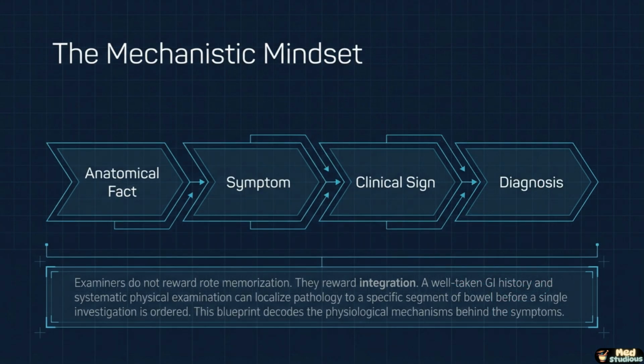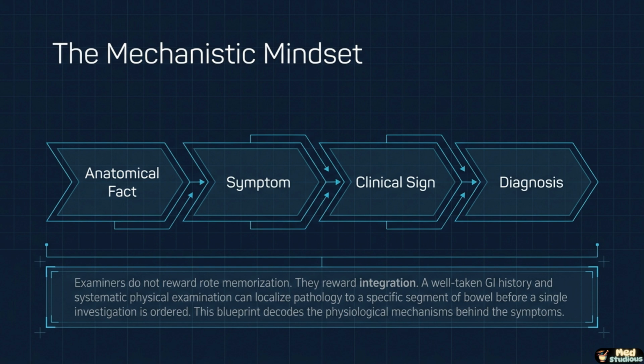Here's the single mental model that should sit behind every GI question you ever answer. Anatomical fact leads to symptom, symptom leads to clinical sign, and clinical sign leads to diagnosis. Examiners do not reward rote memorization. They reward integration. A well-taken history and a systematic physical exam can localize pathology to a specific organ and even a specific segment of bowel before a single blood test or scan is ordered.